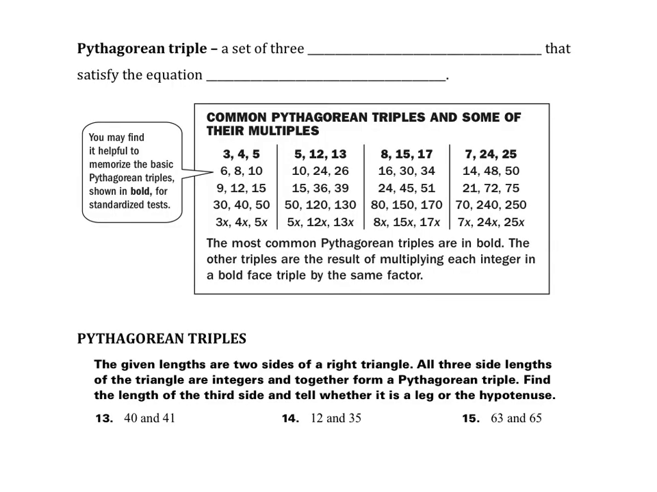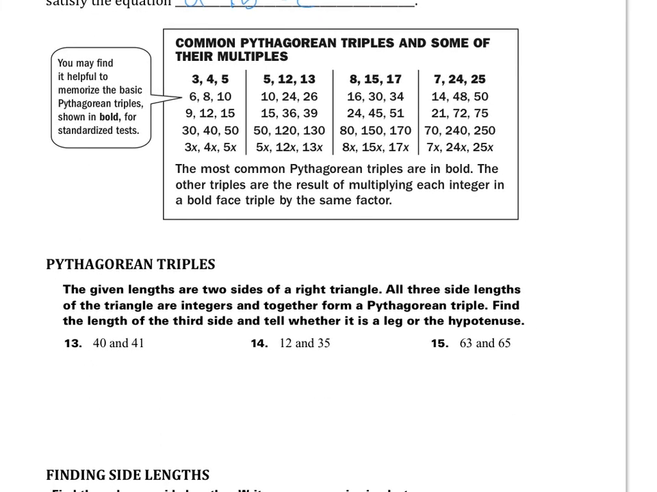Then we have what's called a Pythagorean triple. It's a set of 3 positive integers. We call them A, B, and C that satisfy your equation a squared plus b squared equals c squared. So there are some common triples: 3, 4, 5; 5, 12, 13; 8, 15, 17; 7, 24, 25. And then you can have any multiples of those, and that's what it's showing you there.